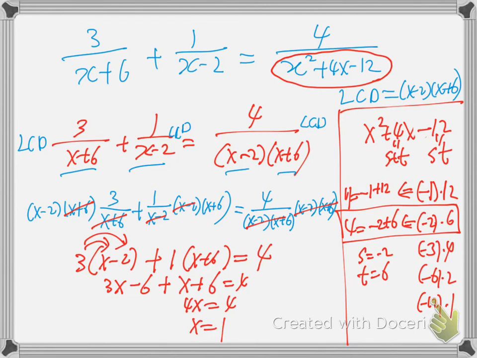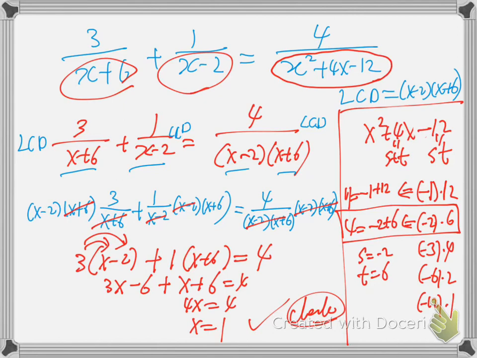So now distribution: 3x minus 6 plus x plus 6 is 4, so 4x is 4, x is 1. Then we have to check whether the number 1 makes a denominator 0. 1 plus 6, no. 1 minus 2, no. So that's the right answer. We only need to check that the denominator is not 0. So that's our second example.